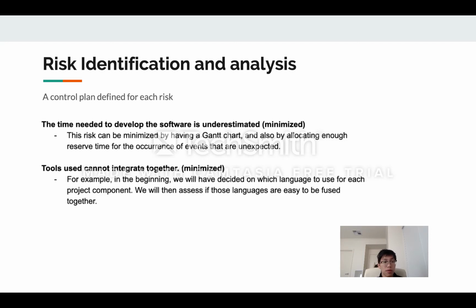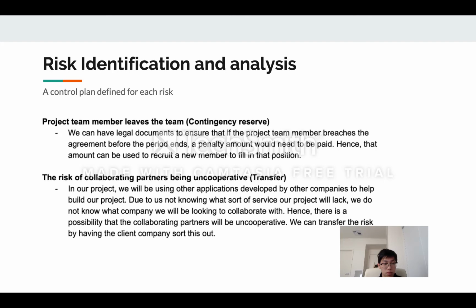My team have also defined a control plan for each risk. So as I've mentioned, the bold sentence are the risk and the bracket contains the mitigation plan. And below that is the control plan for each risk. As you can see, we have 5 risks.